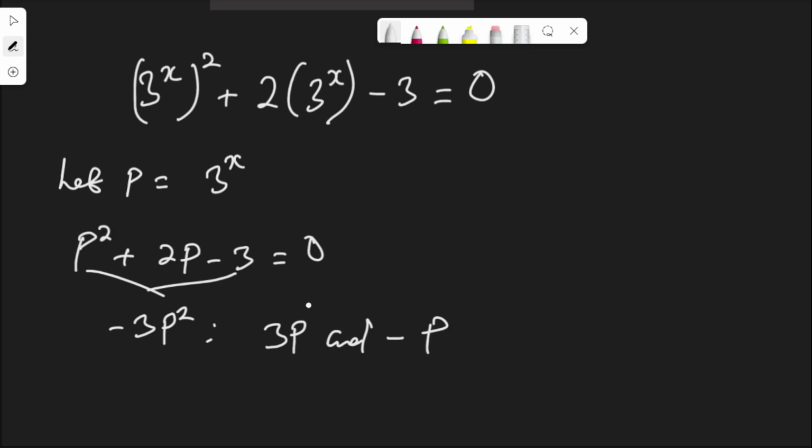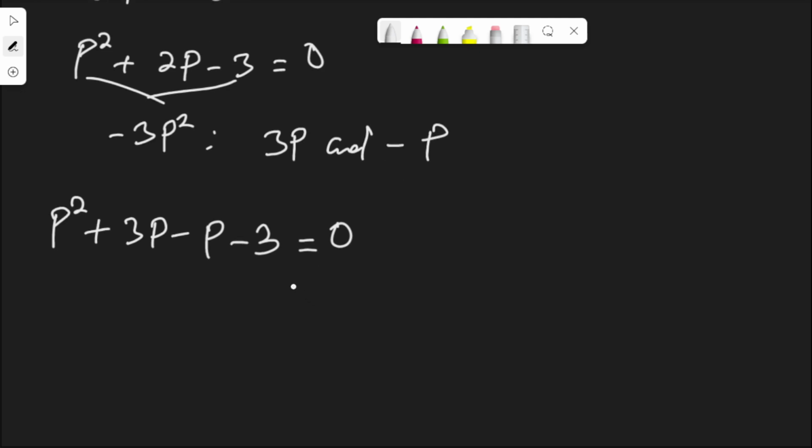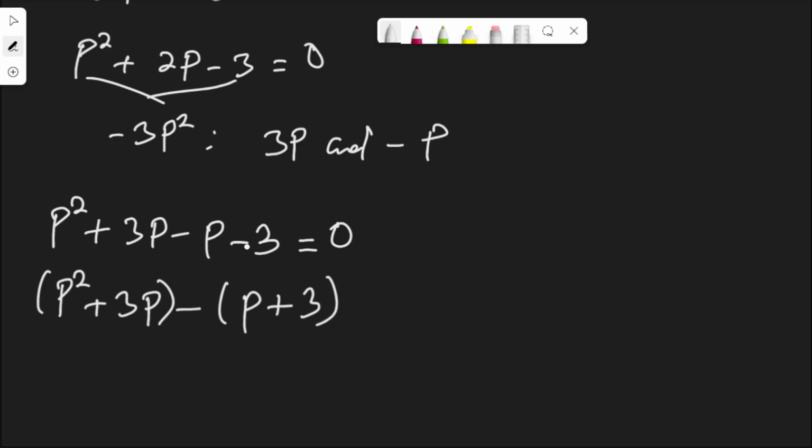So that by the time we replace this middle term with the factors, our equation becomes p squared plus 3p minus p minus 3 equal to 0. To factorize, we're going to group these two by two: p squared plus 3p, minus p plus 3. Again, this minus changes to plus because of the bracket that I introduced here, equal to 0.